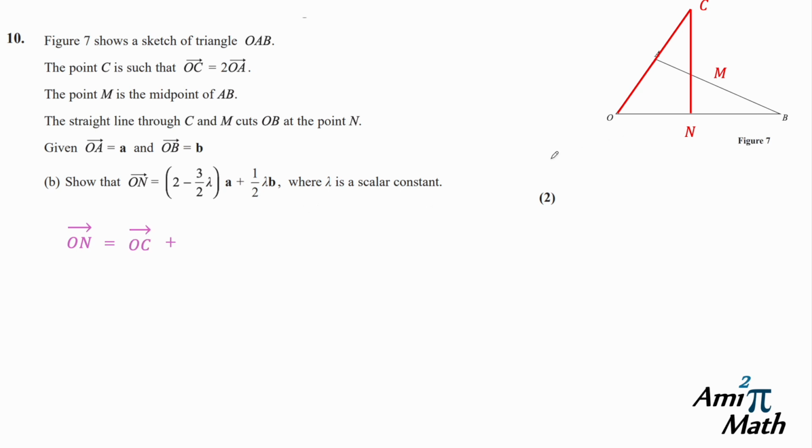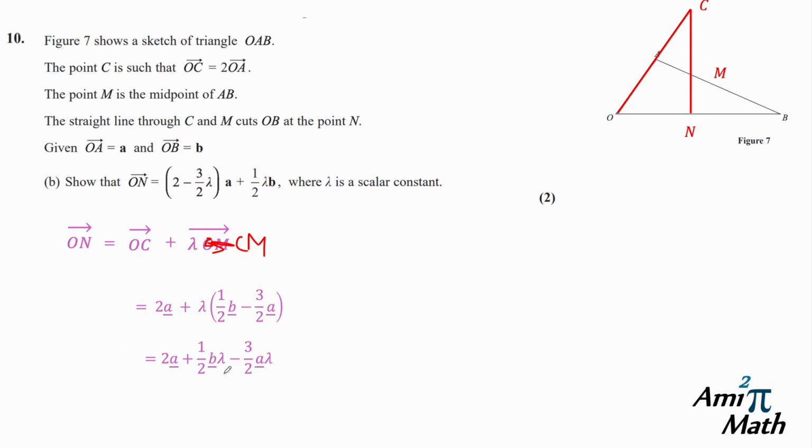Okay, so we know that ON is O to C plus C to M. That should be a C, sorry. So we obviously know that O to C is 2A, and C to M from the last question is just this. Okay, so let's expand that. We get 2A plus half B lambda minus 3/2A lambda, because obviously it's lambda CM for some distance of CM.